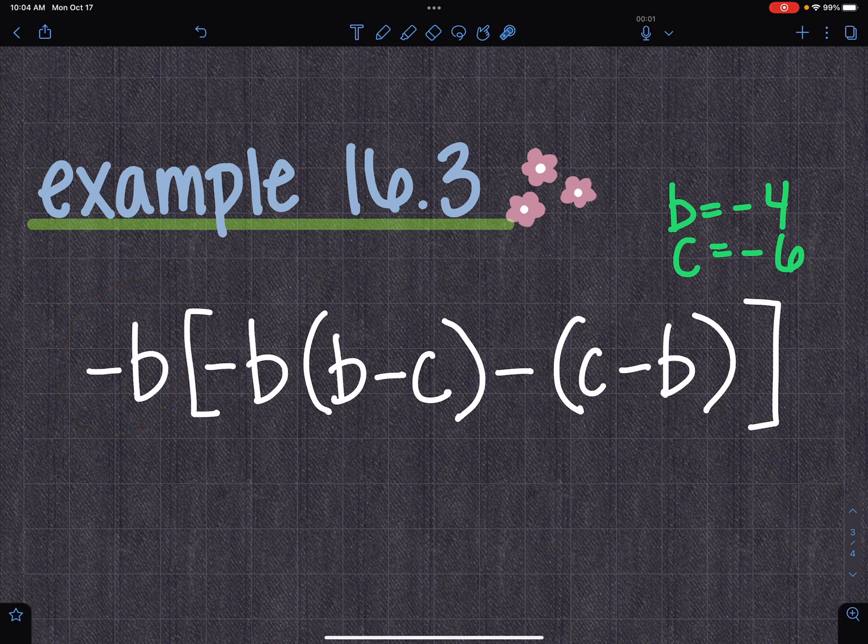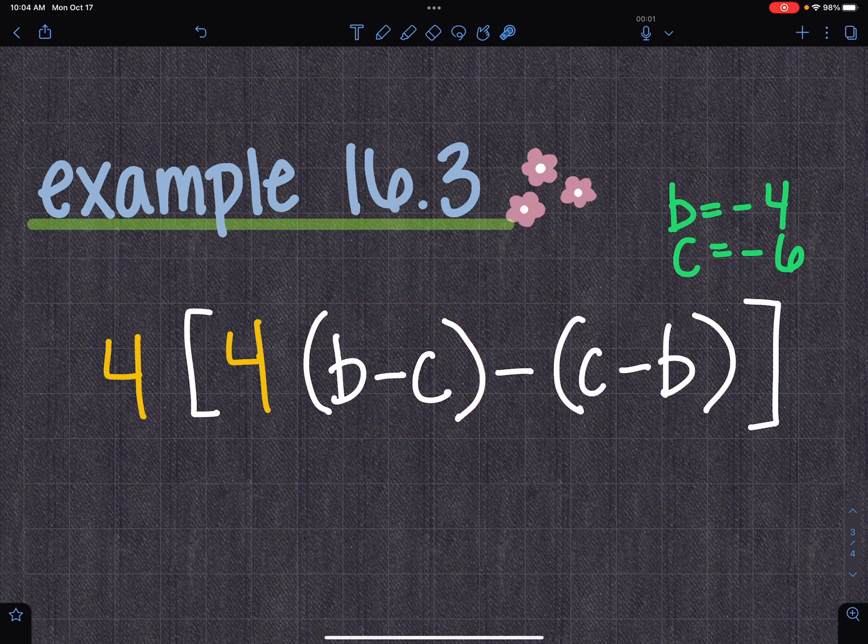So there's a negative B. So I'm going to put the opposite of B, which is +4. So I'm going to put that there. Here's another negative B. And I'm scanning and noticing that this is going to all get multiplied by that. So I can just put the number there. Negative B is just +4. Okay, 4. Now it wants B minus C.